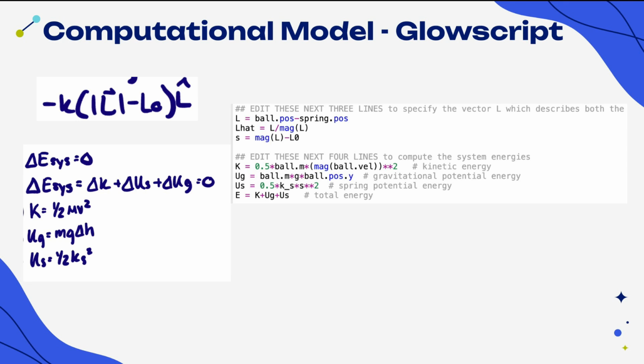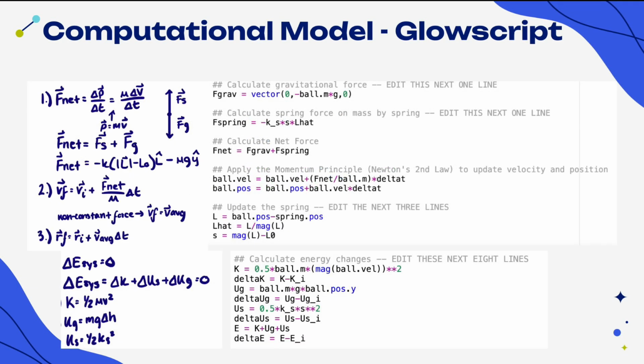Then once I did this, I used the fundamental principles that I explained at the beginning of the video, and I updated the spring force as well as the delta E system. So then I was able to input the change in overall energy by putting in the kinetic energy, the potential for gravitational, and the potential for the spring. Then I was able to input the F net by putting in the force of gravity as well as the force of the spring, and then I used the position update and velocity update formulas as well as the energy principles in order to further update the computational model in GlowScript.